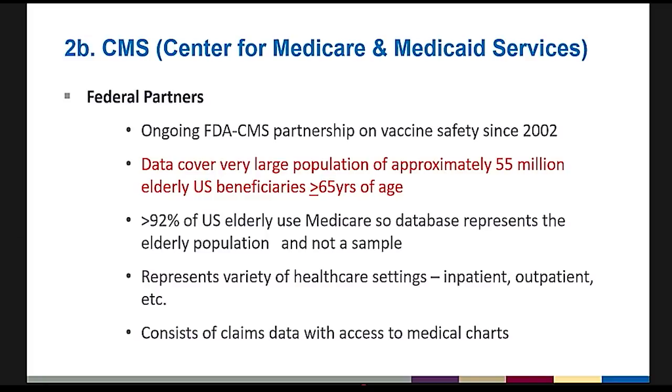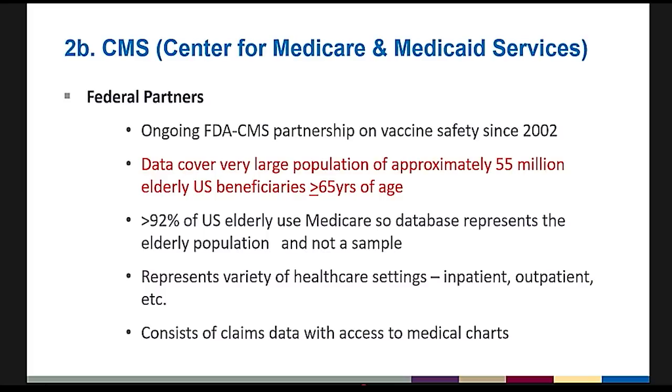I also wanted to speak a bit about a partnership that FDA has had with the Center for Medicare and Medicaid Services. The partnership has been in place since 2002. I just wanted to say CMS data are nice claims data. They cover a very large population of the elderly, nearly all the elderly in the US, at about 55 million persons greater than 65 years of age.